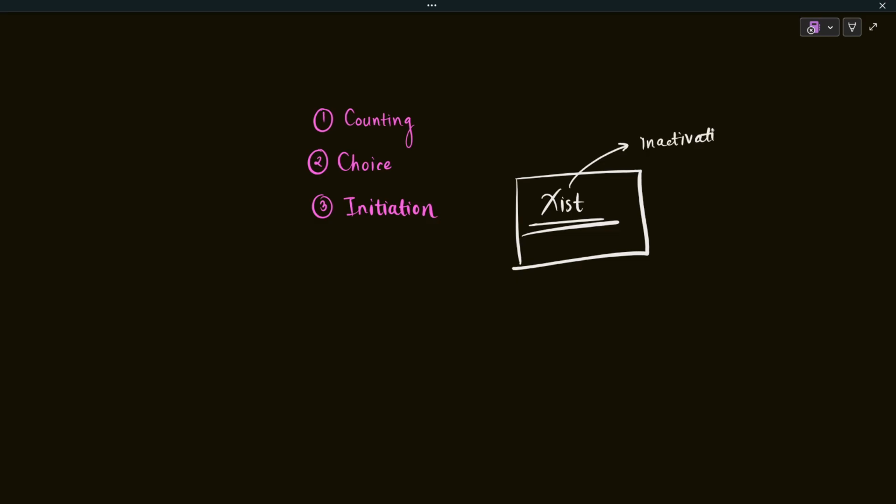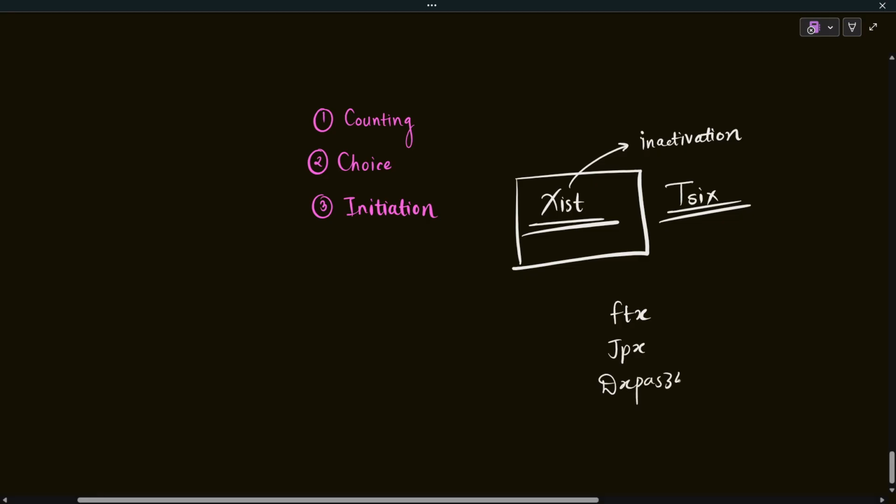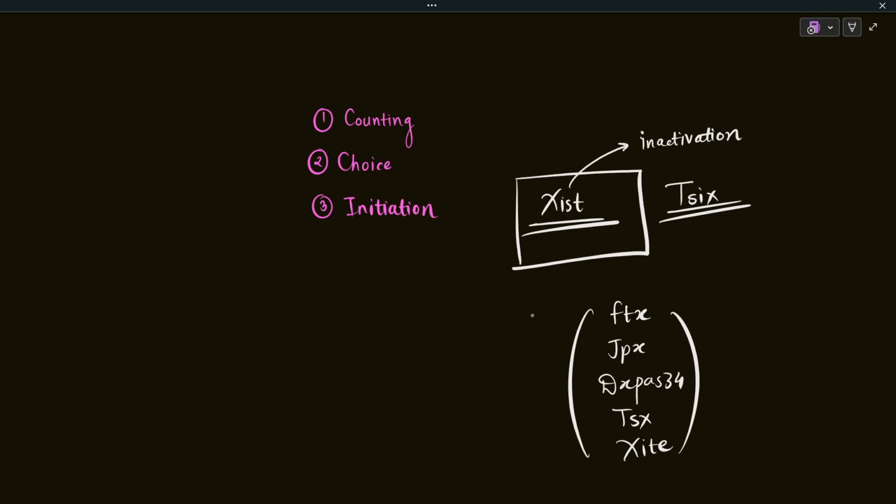We also learned about the antisense transcript of XIST, which is known as TSIX, which has an antagonistic role compared to XIST. We also learned about other regulatory elements such as FTX, JPX, DXPAS34, and XITE. We learned about all those other regulatory elements. Today we are going to learn about the mechanism by which XIST long non-coding RNA initiates and then establishes X chromosome inactivation.